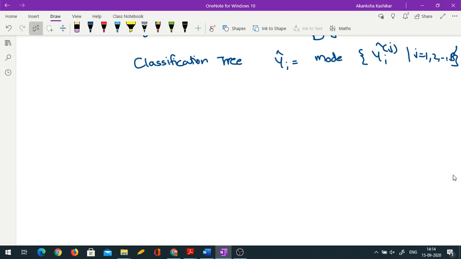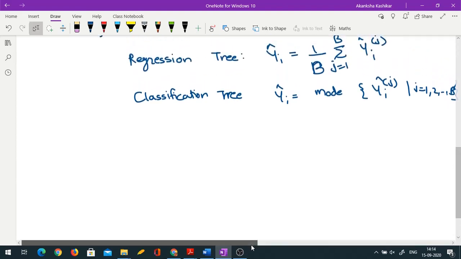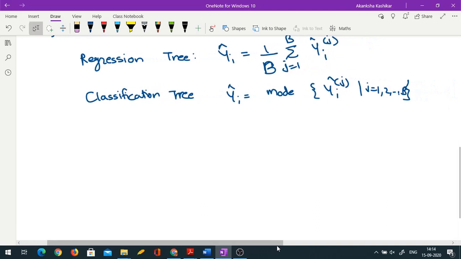Now, do you think this is a sensible method? Intuitively, do you feel it's a sensible method? It is exactly like democracy. You are kind of giving everyone a vote here. So you have B trees, and instead of allowing any one tree to decide the fate, you are relying on the opinion of B different trees.